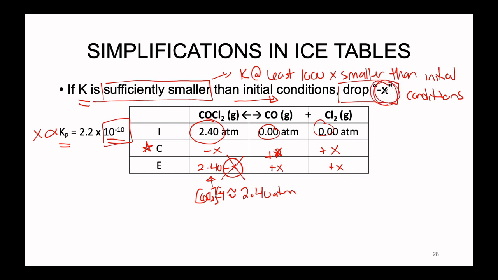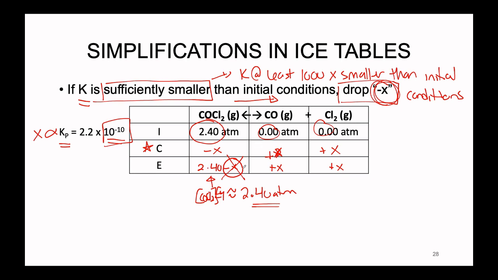Up here, where I said drop minus X, this is the one that we are allowed to drop. Any change from the initial conditions, if this K is significantly small, it doesn't matter. Our equilibrium condition is going to be basically what we started with, because we started with so much. It's like taking a pile of 1 trillion marbles and taking one marble away and you're like, there, I've made a significant difference. You haven't.